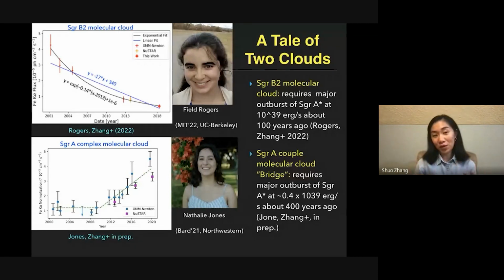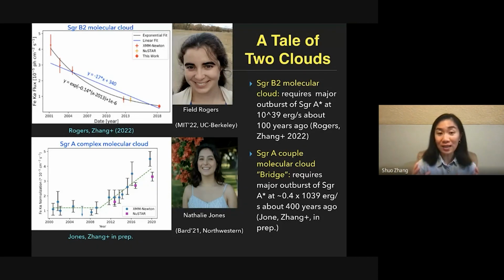I just want to showcase some other works falling into this category, by two of my students or collaborators: Field Rogers, who graduated from MIT and is right now a postdoc at UC Berkeley, and Natalie Jones, who graduated from Bard and is right now at Northwestern University pursuing her astronomy PhD degree. They studied different molecular clouds, SAGI-V2 and the SAGI complex, and they were able to constrain Sagittarius brightness 100 years ago using one molecular cloud, and Sagittarius brightness 400 years ago using another. They reached a consistent conclusion that Sagittarius indeed used to be a lot brighter and more active a few hundred years ago compared to nowadays.